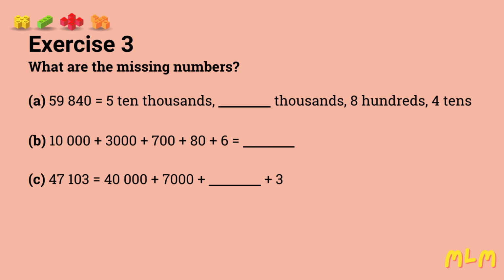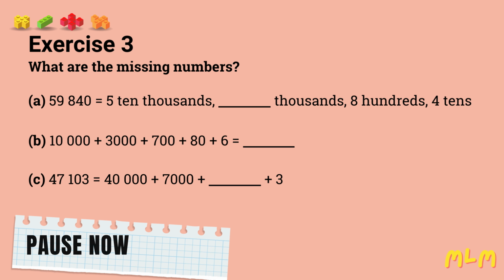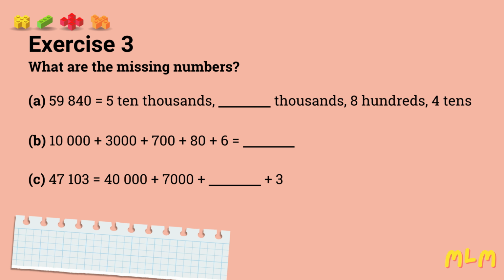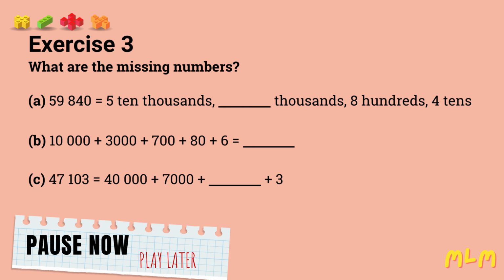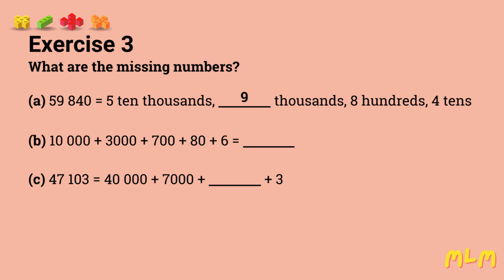What are the missing numbers? Pause the video and think about the answers. Play it again to see if your answers are correct. The missing numbers are 9,000s, 13,786, and 100.